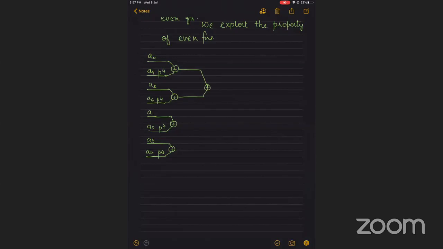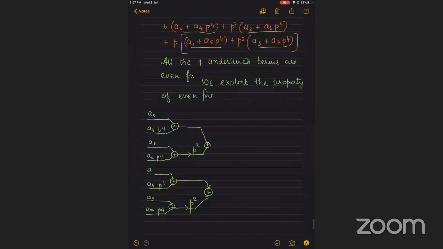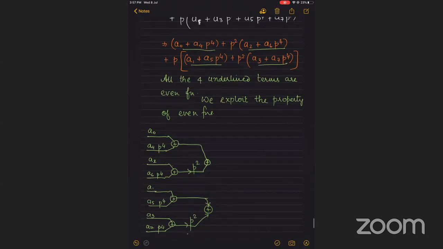But with what? This has to be scaled by P square. And similarly, I have to add these two, and the lower term has to be scaled by P square. That is what we see here, right? We see P square into A3 plus A7 P power 4, and P square into A2 plus A6 P power 4. That's what we see here. Then we take these two and multiply this with P. So this I'm going to get A of P.